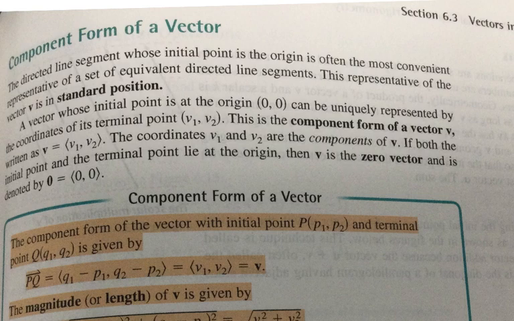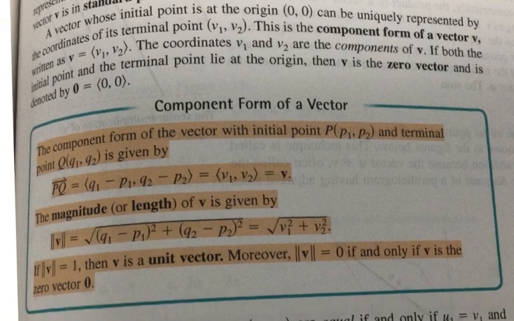If both the initial point and terminal point lie at the origin, then v is a zero vector, and it's denoted by 0, 0. So we're not going to deal with that much, but if I have a vector that points nowhere, then it's going to start at the origin and end at the origin. Well, that's, again, just a zero vector. All right, let's keep looking.